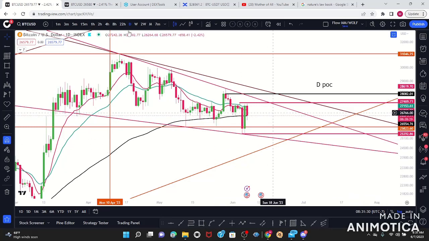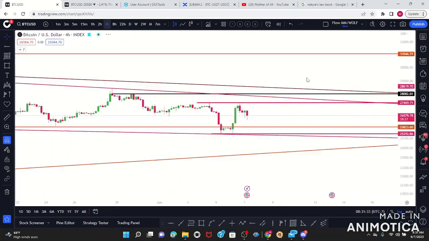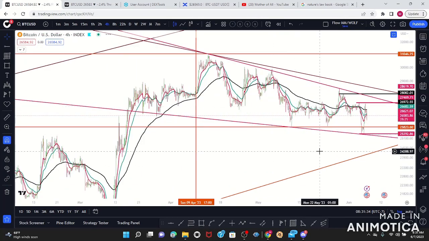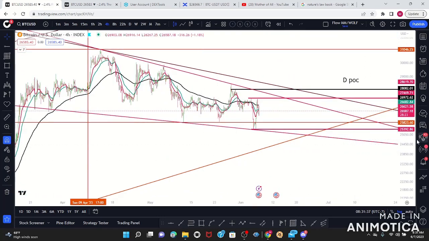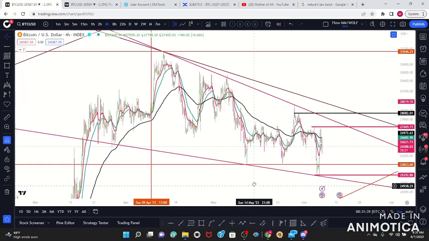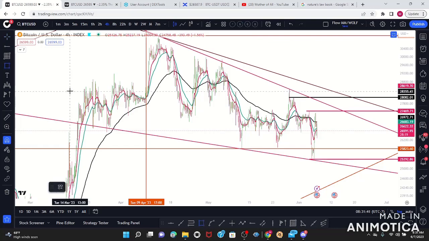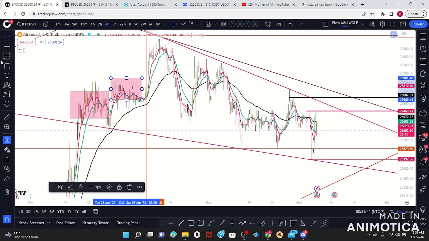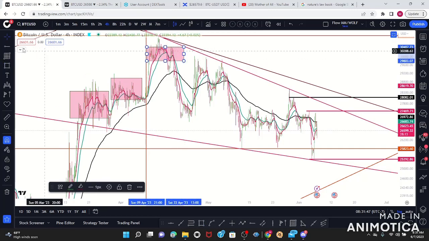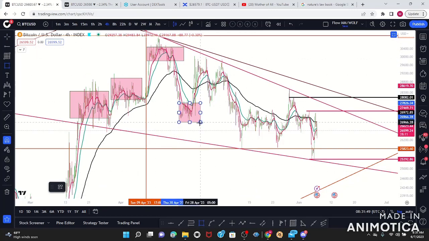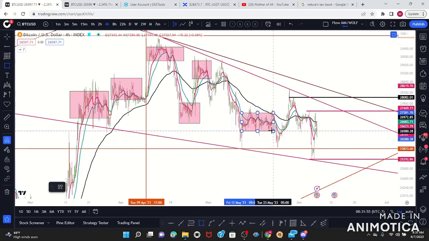After my daily is set, I am going to go to the 4 hours. Within the 4 hours, same process, I'm going to concentrate on my contraction phases. By that being said, this is a contraction phase, this is a contraction phase. It's sideways movement before a big trend down. And you could find them all over this.